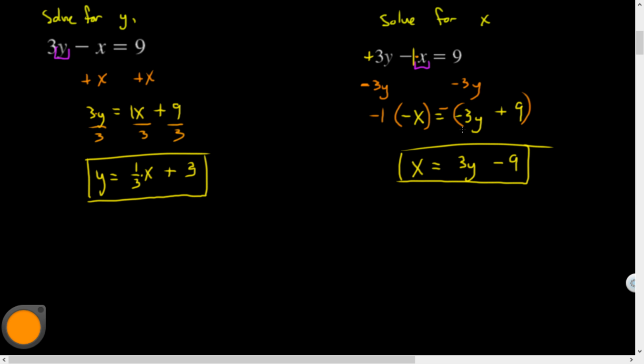If you want to avoid writing that step, which I think I do, I just say I'm just going to opposite it. Good. I think I'm good, guys. All right, let's look at this next example.